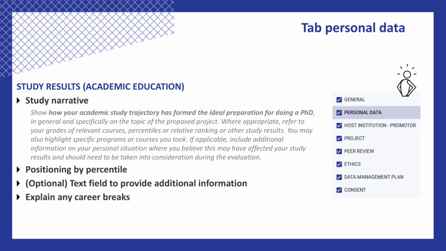There is also an optional text field where you may qualitatively explain your performance compared to your peers or add extra context about your study results. If you interrupted your studies for 3 months or more, you can explain the gap in your CV with clear details, including the reason and start and end date, so reviewers can fairly assess your career stage.